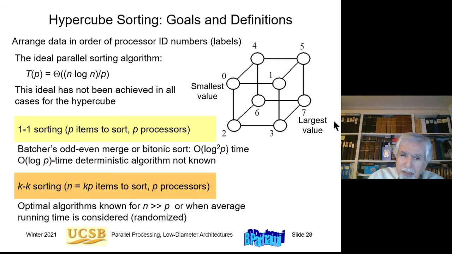So that's not bad, already pretty close to the potentially optimal algorithm, order log p, even though nobody knows such an algorithm yet. For k-k sorting, optimal algorithms are known when n is much greater than p. So what do we mean by optimal algorithm? An optimal algorithm should take order n log n divided by p. n log n is the sequential sorting time, and dividing by p means we have optimal speedup, order p speedup. So we have optimal deterministic algorithms for when n is greater than p, or when average running time is considered. In other words, we take a random instance of the sorting problem, and its running time will be optimal on average.